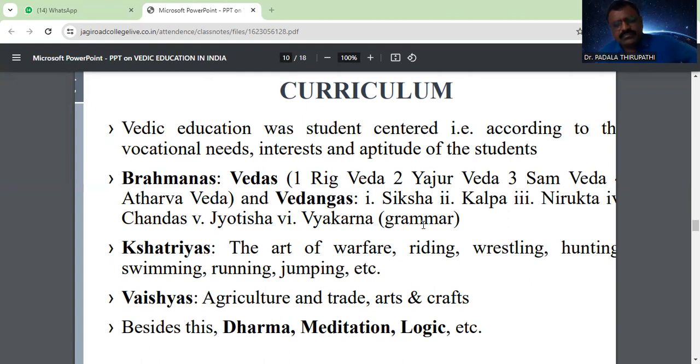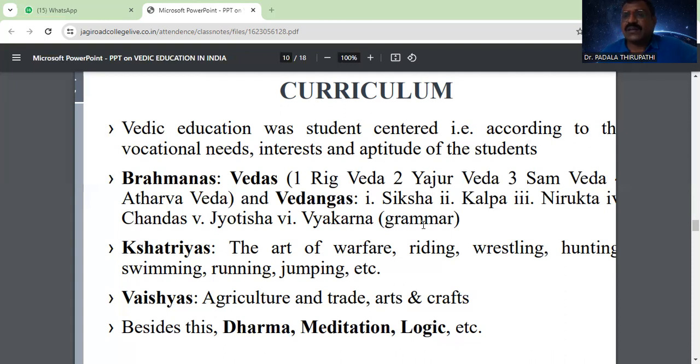Students came from different backgrounds. Some came from the Brahmanas, so they were very interested in the Vedas: Rig Veda, Yajur Veda, Sama Veda, Atharva Veda, and the Vedangas. The six Vedangas are Shiksha, Kalpa, Nirukta, Chandas, Jyotisha, and Vyakarana. Vyakarana means grammar. These Vedas and Vedangas were learned by the Brahmanas.